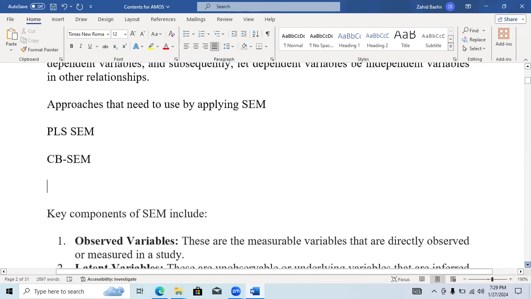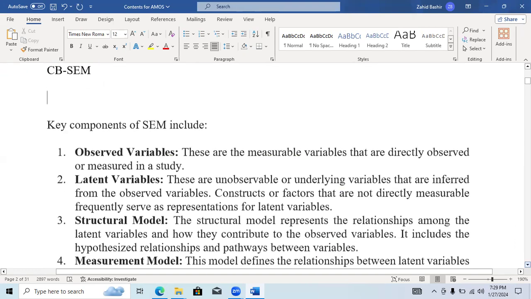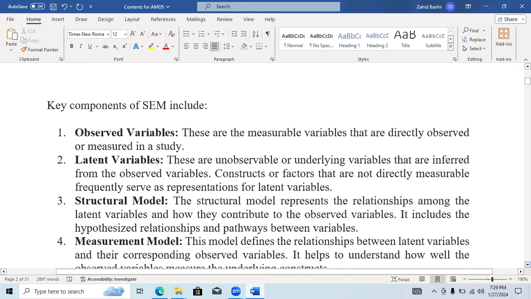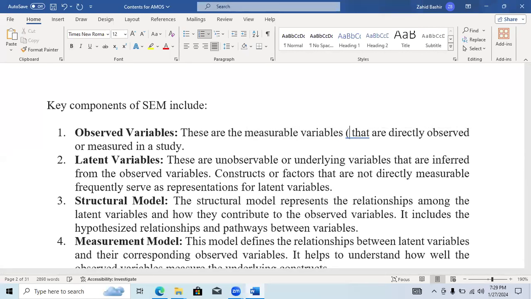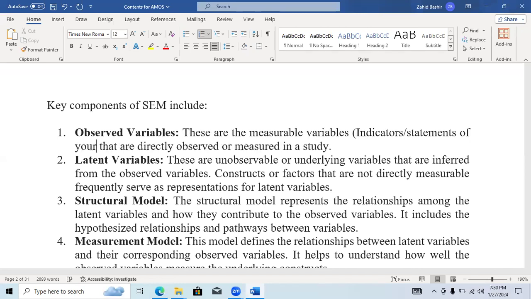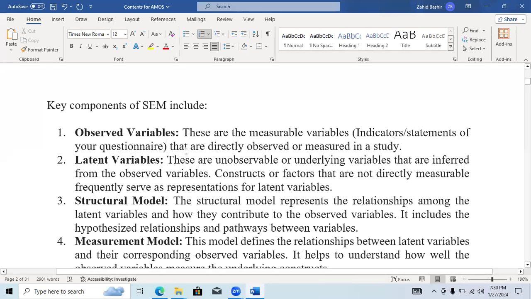So what are the key components of SEM if we are going to use structural equation modeling? The first one is observed variables. These are the measurable variables, or you can simply call them indicators. They are the statements of your questionnaire that are measured directly, like using a 5-point Likert scale or 7-point Likert scale.